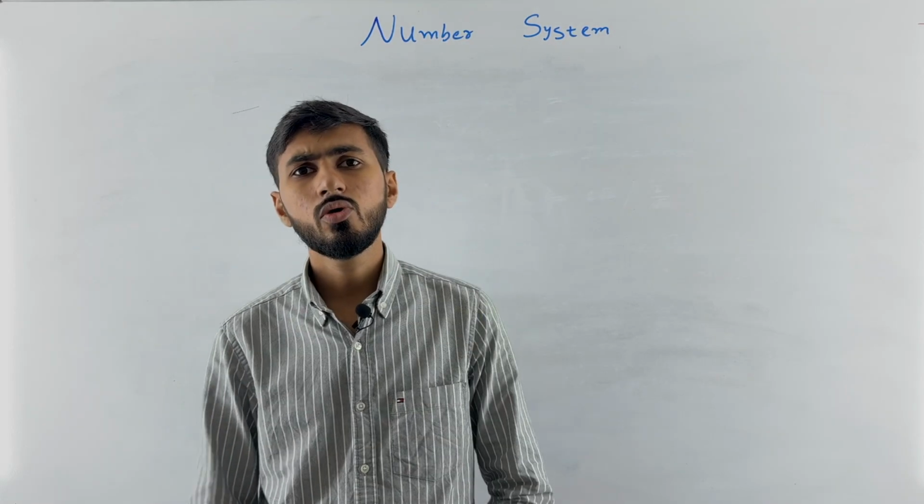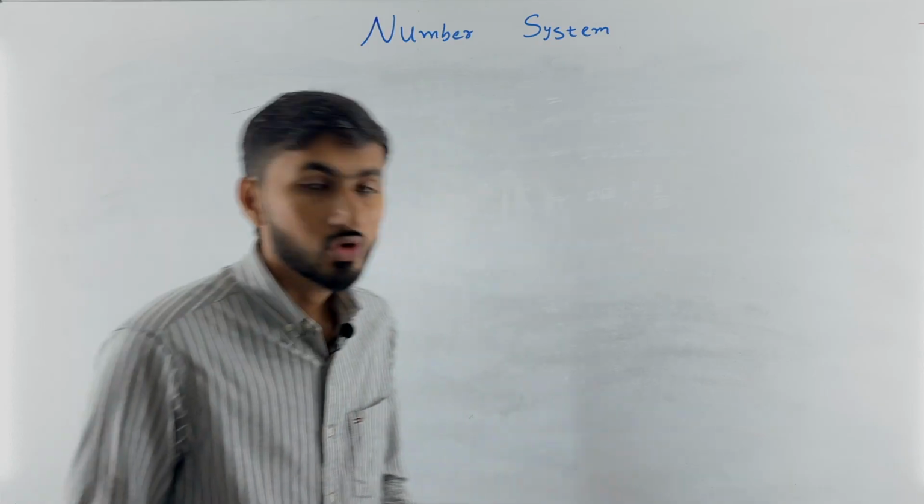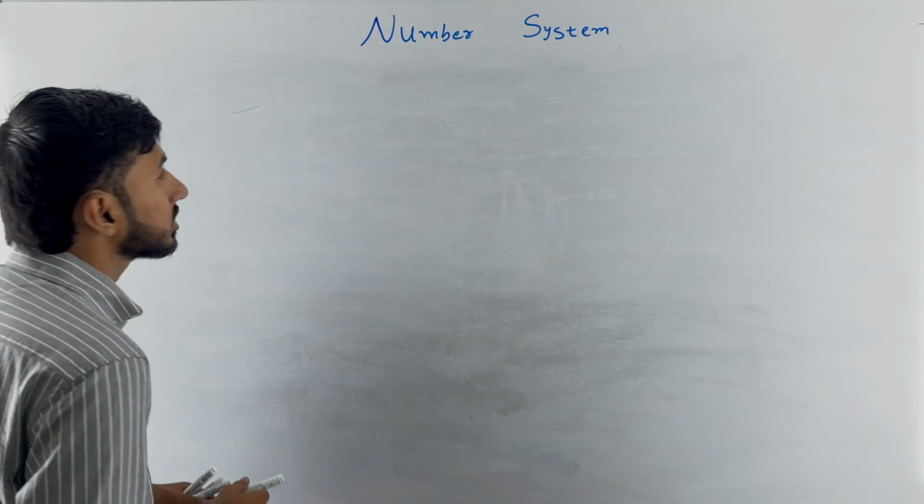Now in this video we will learn about operations on real numbers, right? So in real numbers there are two types of numbers. One is rational and one is irrational.